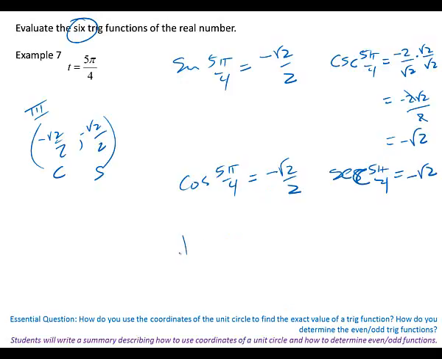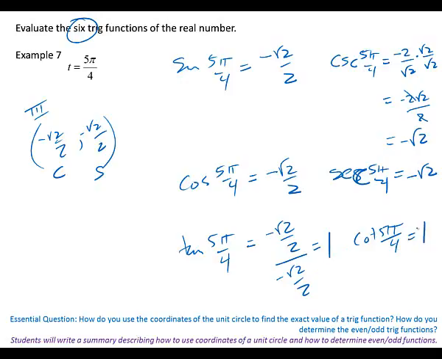All right. Tangent of 5 pi over 4. How do I get the tangent? Sine over cosine. So my sine is the negative square root of 2 over 2, and the cosine is also the negative square root of 2 over 2, which reduces to what? 1. Good job. So what does that make the cotangent? Also 1. Cotangent of 5 pi over 4, also 1.